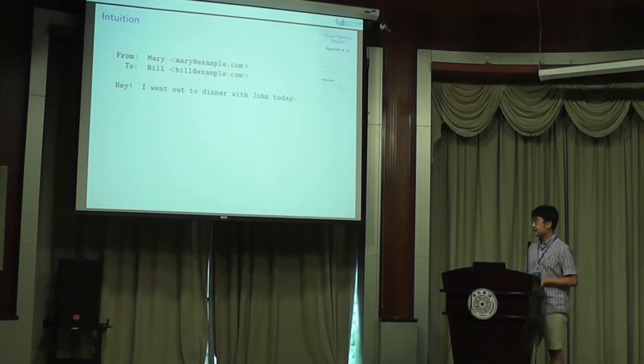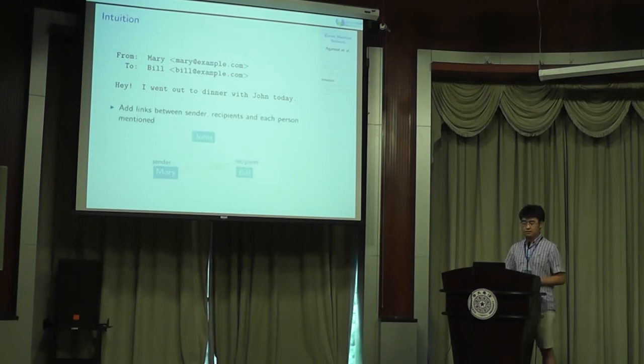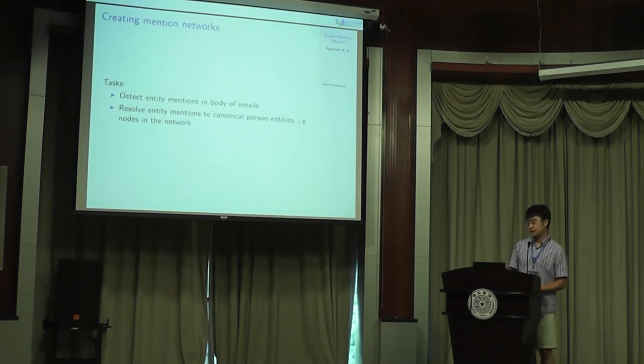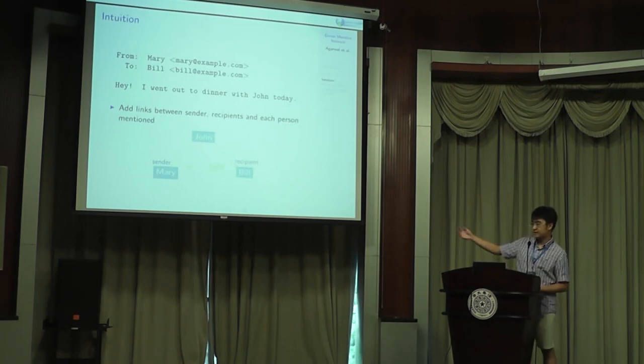Let's take a look at this example email from Mary to Bill. Mary says to Bill, "Hey, I went out to dinner with John today." Traditional methods were only able to detect a link between Mary and Bill, so a dominance relation between Mary and Bill. They know nothing about John. However, in this system, the system would add links between the sender, each recipient, and each person mentioned. So ideally, we would get a graph like this, where John, Mary, Bill are all connected. That network is called a mention network.